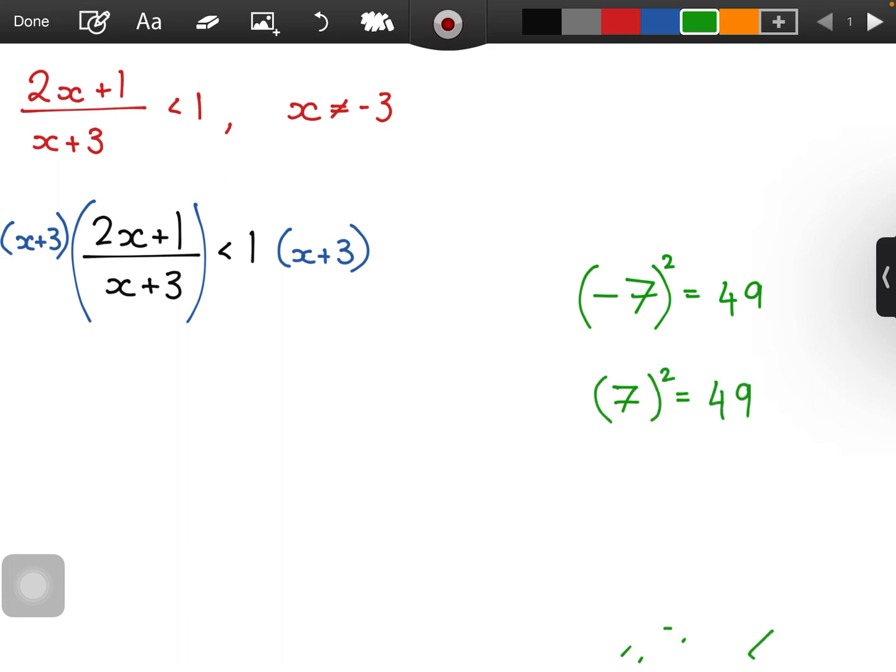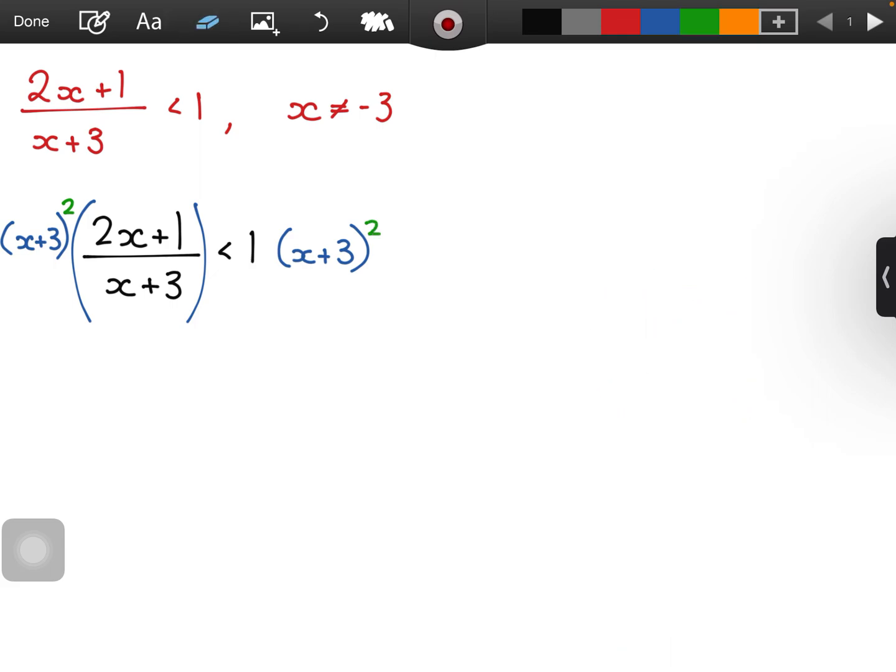So to guarantee that what I'm doing here, even though I don't know what I'm multiplying across by, I can guarantee that it is positive if I multiply across by the square of that. When I multiply across by the square of that, I'm multiplying across by x plus 3 times x plus 3, but I'm guaranteed it's a positive.